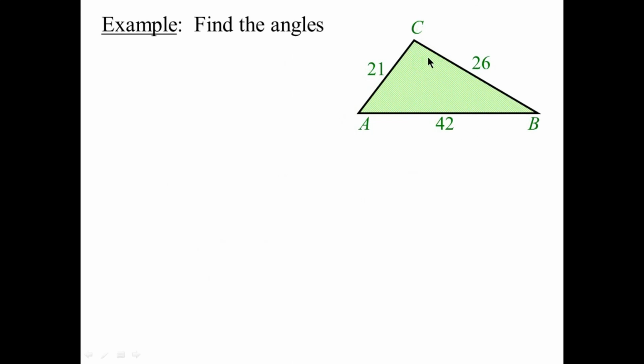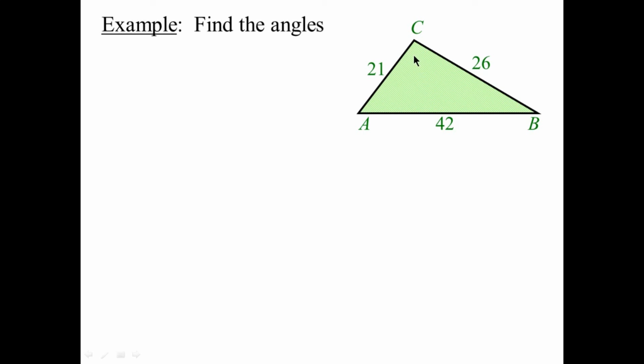Find the angles if we know SSS. Okay, to do this, make sure that you choose to find the biggest angle first. There's a reason for that. Trust me. You want to find the biggest angle first. And the biggest angle is always opposite the biggest side. So for finding the angles, you find the biggest one first. And so we'll look for the biggest side, which is 42, and so we'll go after angle C, because that's going to be the largest angle.